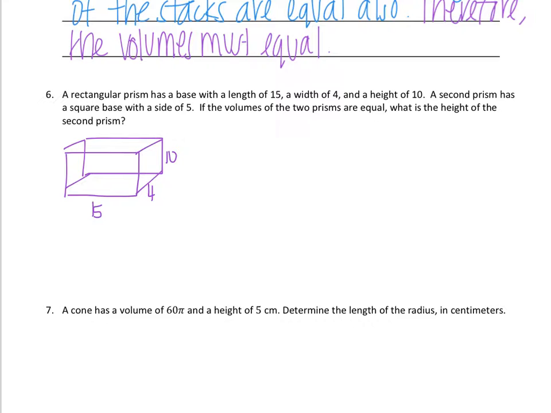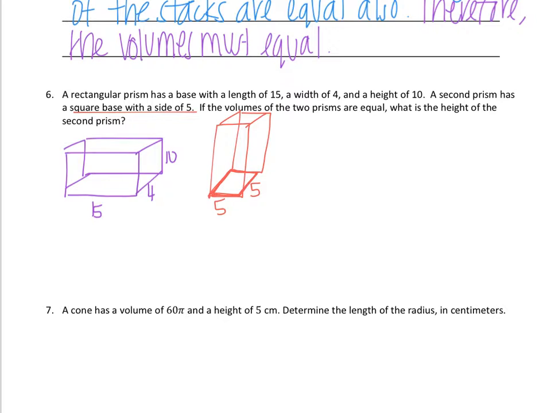They tell us that we have a second prism with a square base that has a side of 5. So start by drawing a tall rectangle this time. It doesn't really matter, as long as you have that square base going on at the top and the bottom. Side of 5. Now this base down here that I'm making really dark is square. So that means that the other side must be 5.